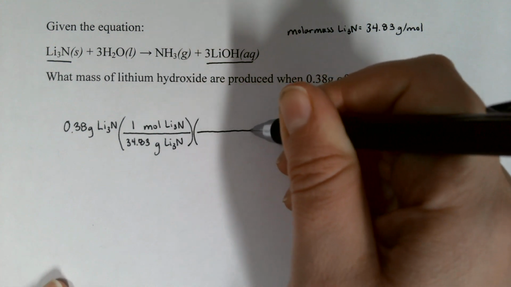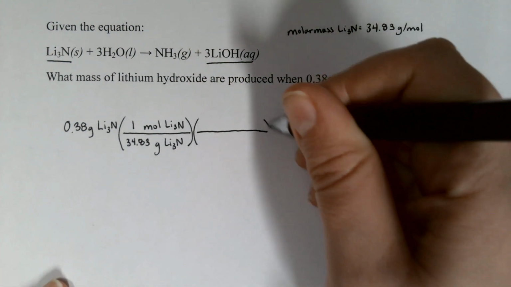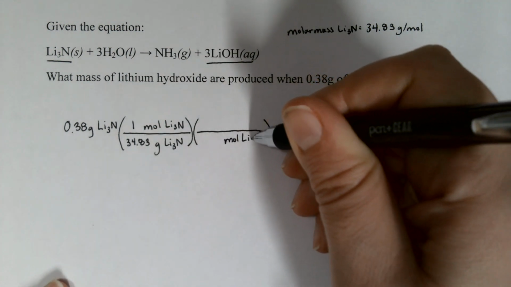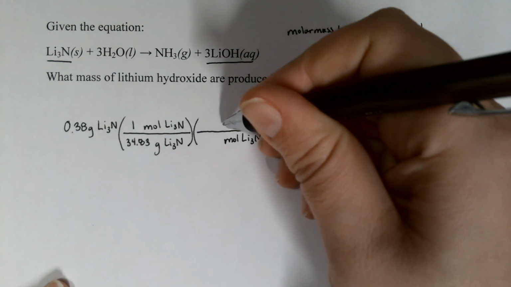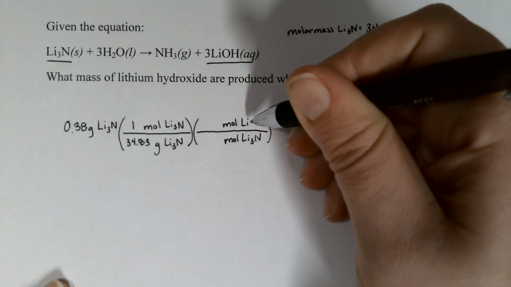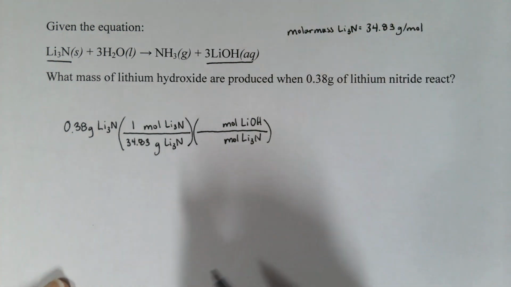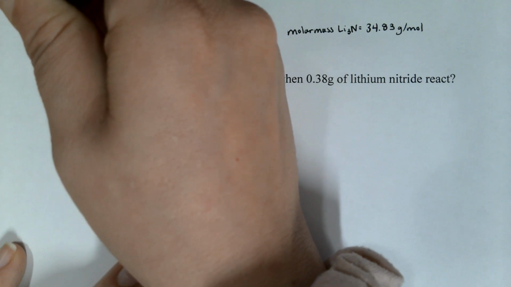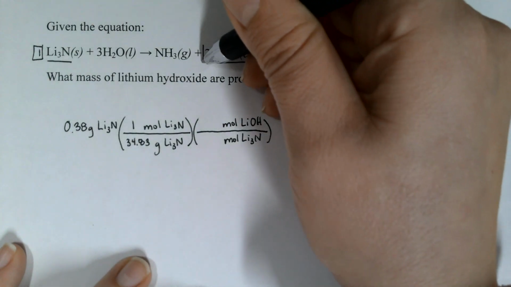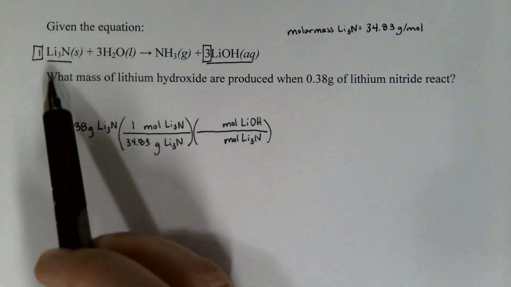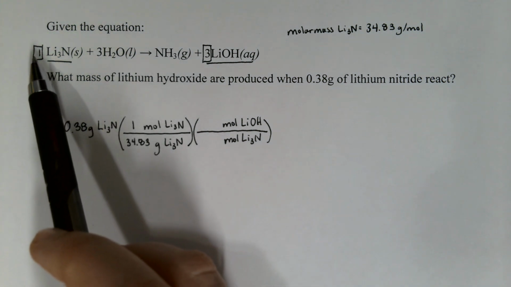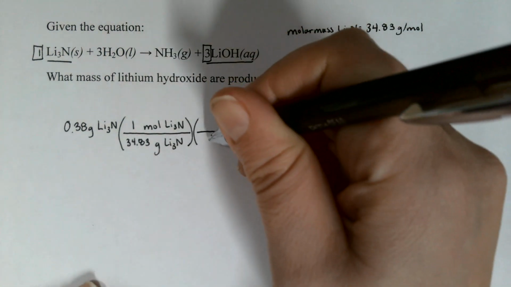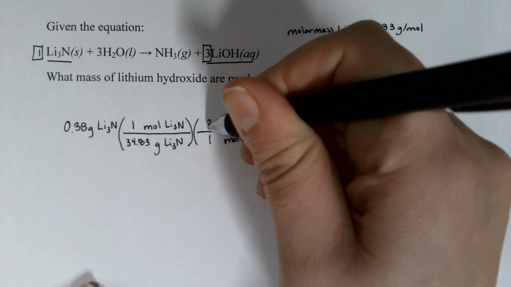Now we have to convert from lithium nitride to lithium hydroxide. So we're going to cancel out moles of lithium nitride, and we're going to convert to moles of lithium hydroxide. And here I'm going to use the coefficients from the balanced reaction. There's a 1 in front of here, even though it's not written, and there's a 3 in front of here. So it's 1 mole of lithium nitride will produce 3 moles of lithium hydroxide. I'm going to put in those numbers. 1 mole of this will make 3 moles of that.